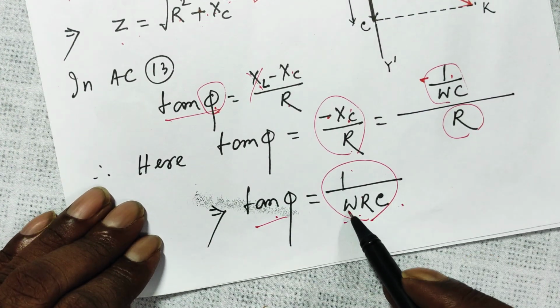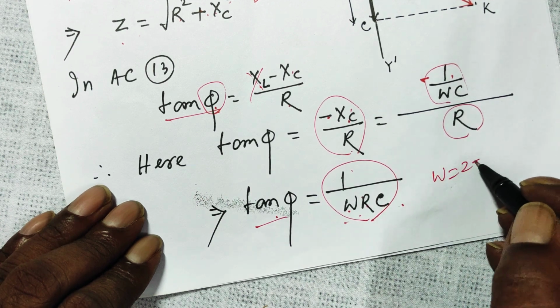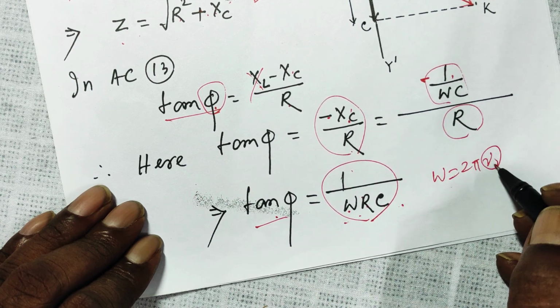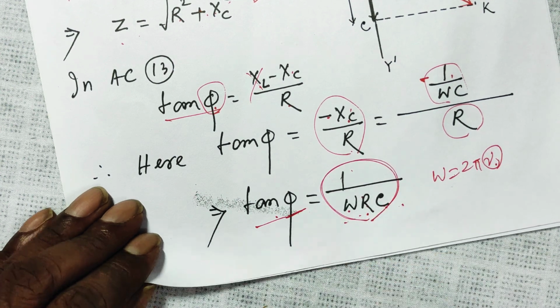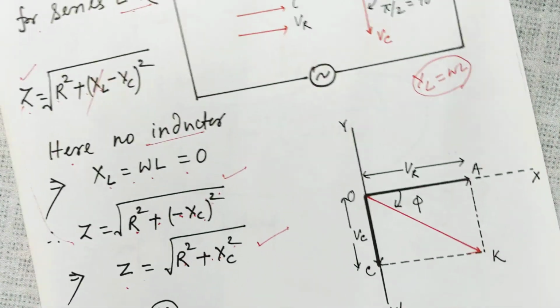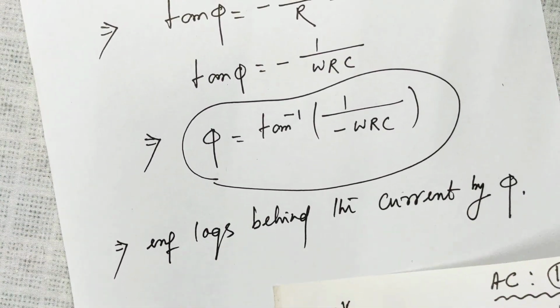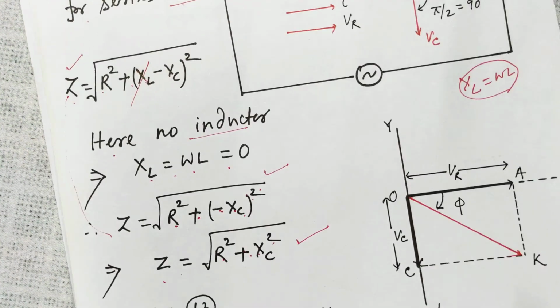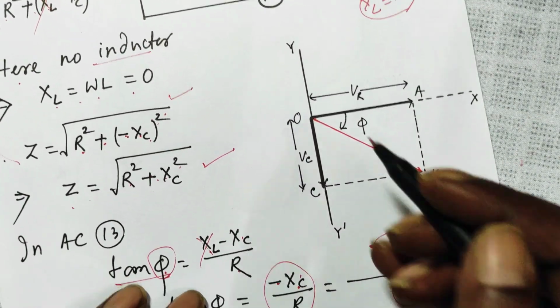If you know the value of omega, R and C, where omega is equal to 2 pi nu, and for India nu is equal to 50, you can put these values here and the value of phi can be found out. Alternately, you can look at this diagram to do it in a different way.